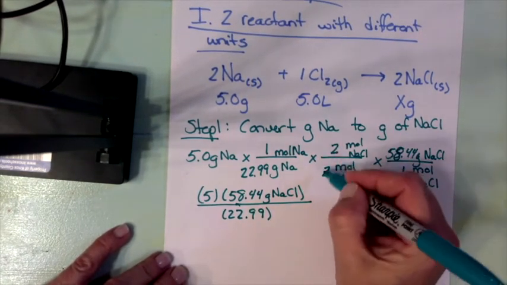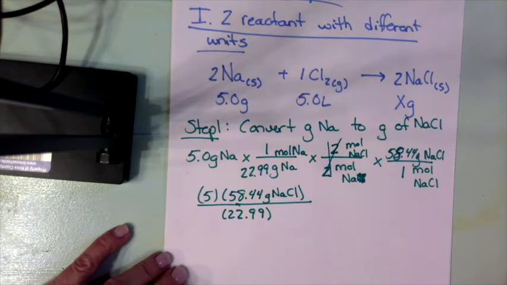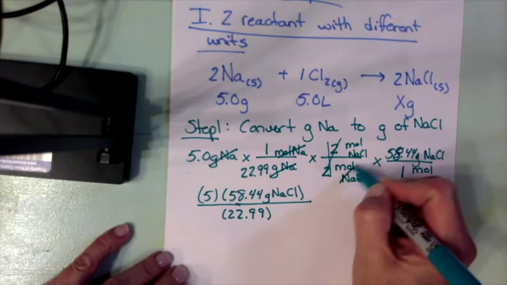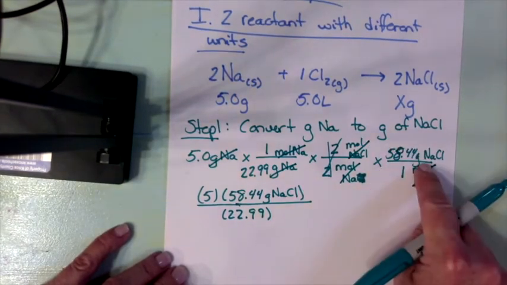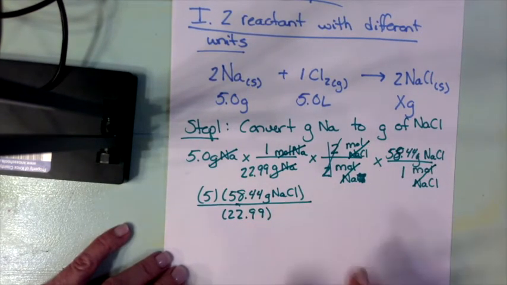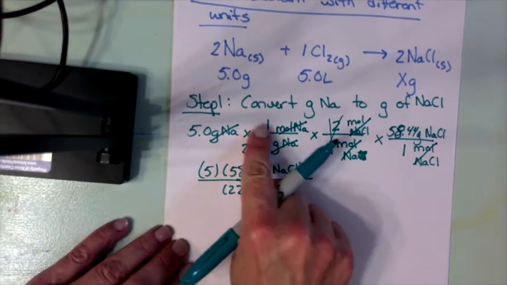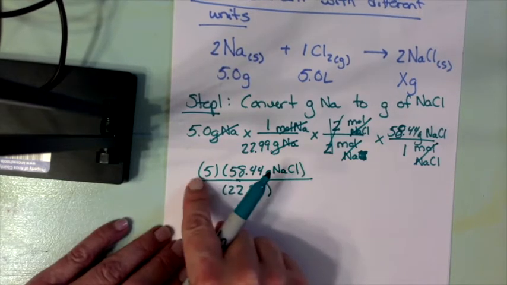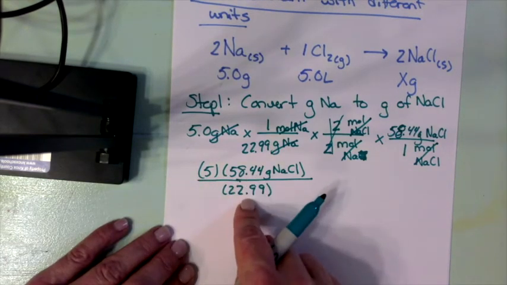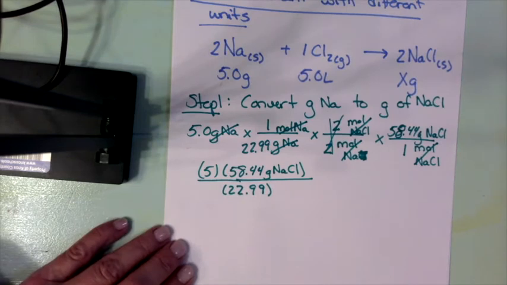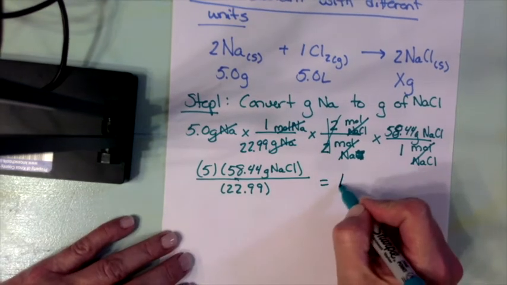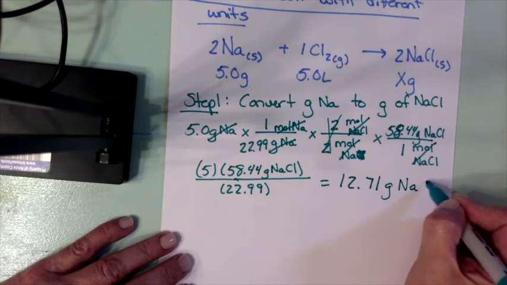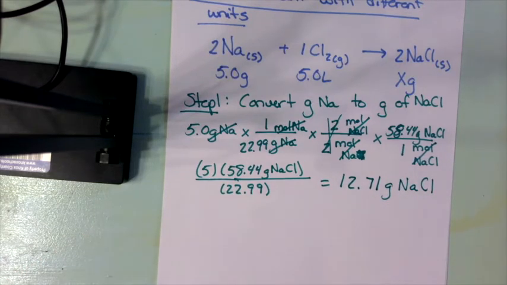If we look, these end up being the same, so they really cancel out to be 1. Again, our units cancel: grams of Na, moles of NaCl, leaving us in grams of NaCl, which is down in our bottom here. Any time that we have times 1, it really doesn't need to be reflected in here. So we have 5 times 58.44 divided by 22.99. And what we will get, our final answer, is 12.71 grams of NaCl. That is for our first step.